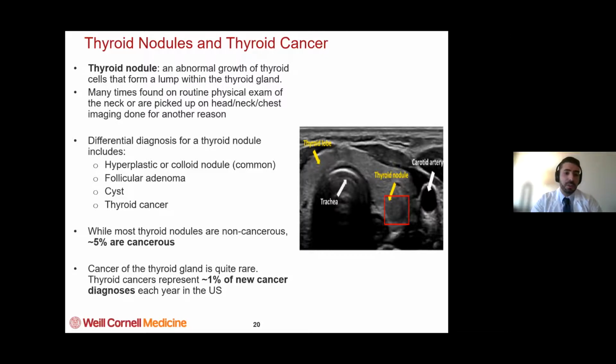While most thyroid nodules are benign or non-cancerous, approximately 5% of nodules are cancerous. And cancer of the thyroid gland is quite rare. They represent approximately 1% of new cancer diagnoses each year in the US. We are diagnosing more and more thyroid cancer, which we attribute to increased imaging modalities that are allowing us to pick up very small thyroid cancers that previously we would not have been able to identify.